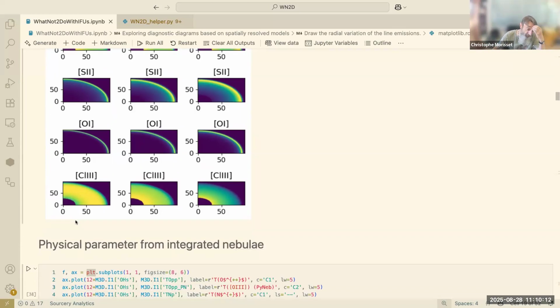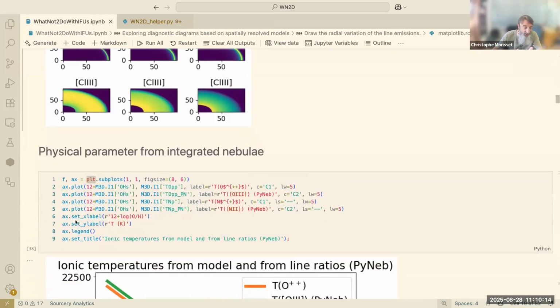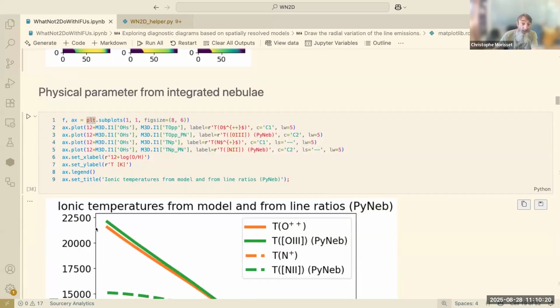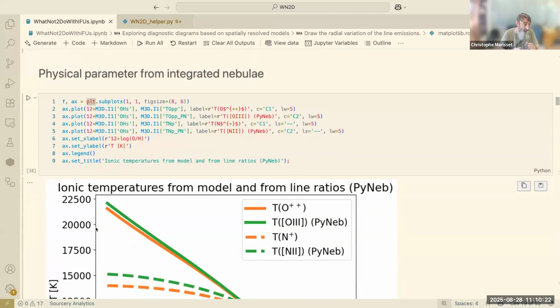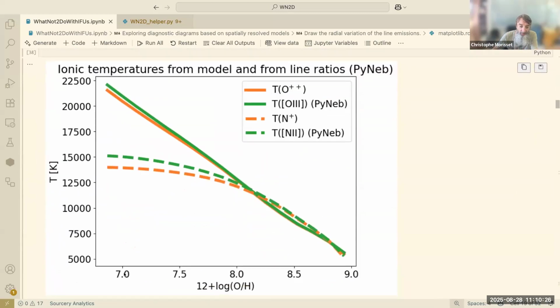So first of all, I will check that the integrated parameters are what we expect. Here are the integrated nebulae, one value for each nebula. This is the temperature of O++ from the model in orange, and from PyNeb based on the auroral to nebular line ratio, the classical direct method to determine temperature.